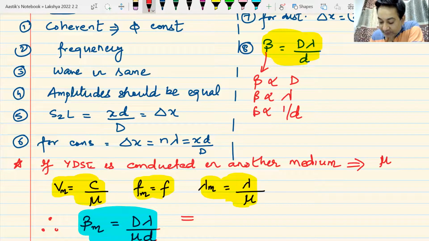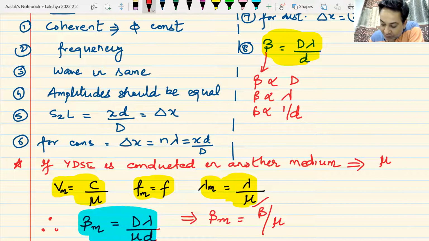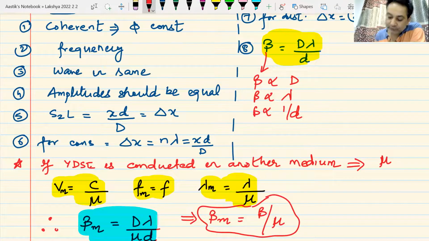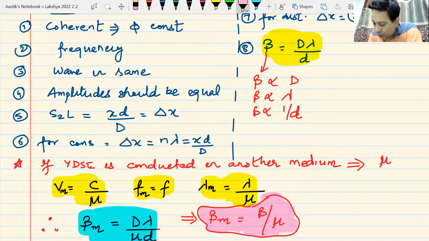So I can simply write that the fringe width in the medium becomes equal to the fringe width in air divided by mu. Will you remember this point? This is a very important point that you should remember. If you dip the entire apparatus in a liquid of refractive index mu, the fringe width becomes beta by mu.